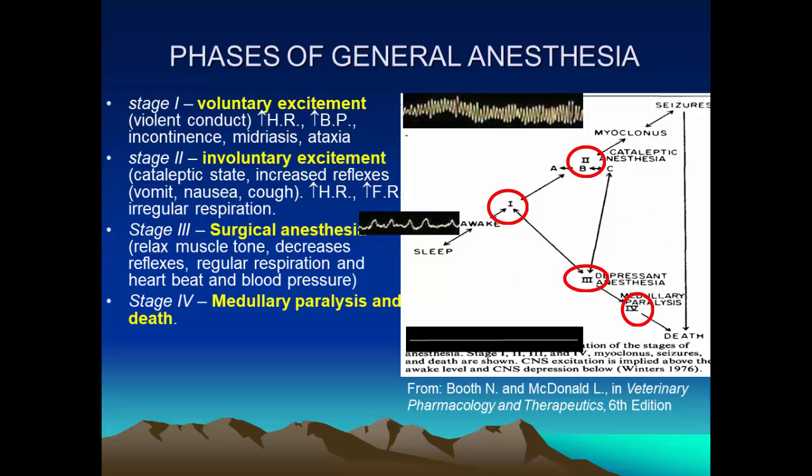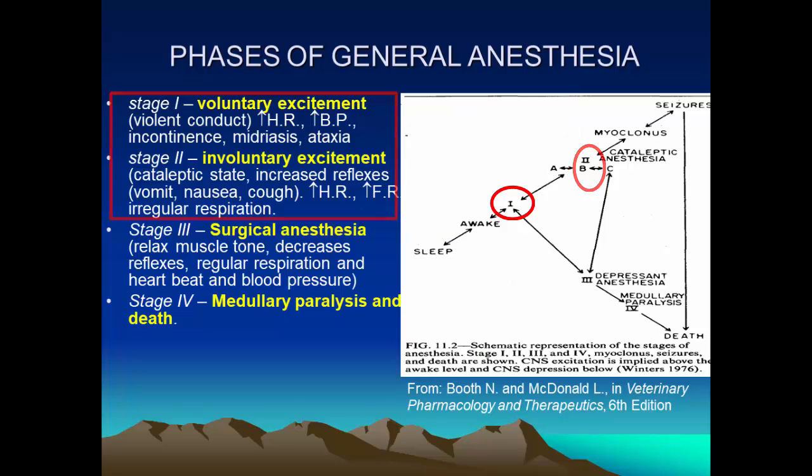Ideally, we want the animal to proceed from a stage of being awake to a stage 3 of depressant or surgical anesthesia as quickly as possible. And ideally, we want it to do so without going through the initial 2 stages. That, as you can see here, the central nervous system is more active, and in fact, these are phases that are called voluntary and involuntary excitement.